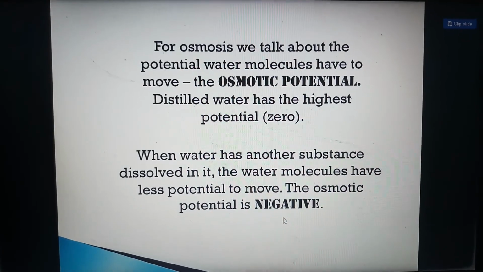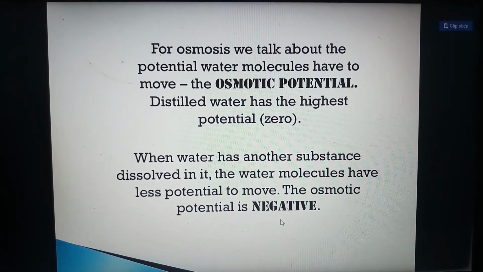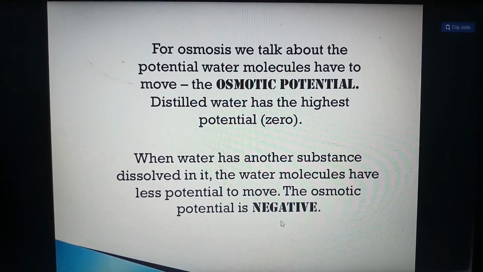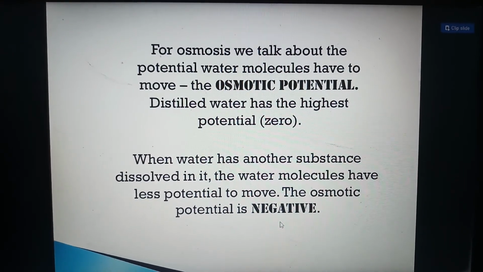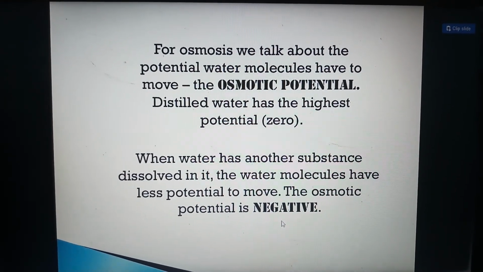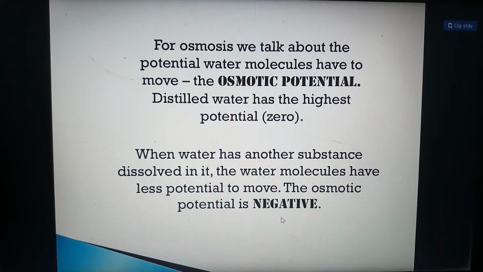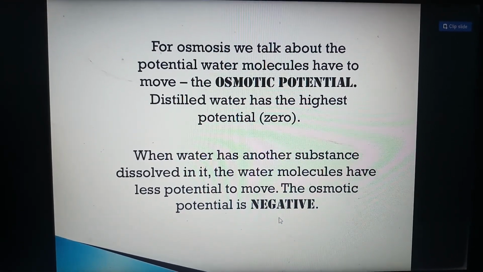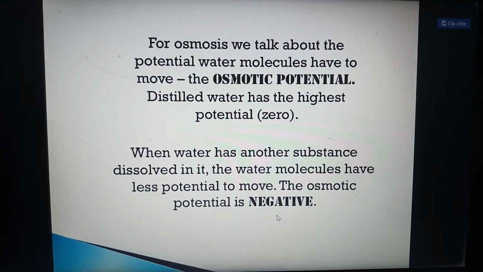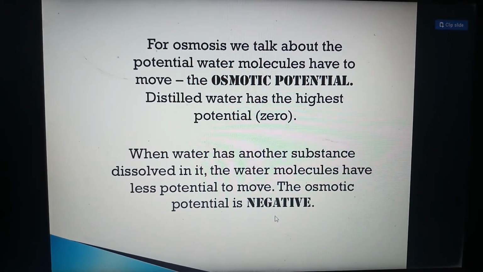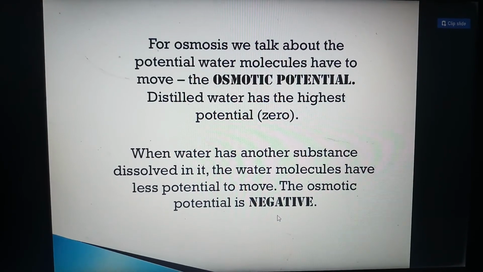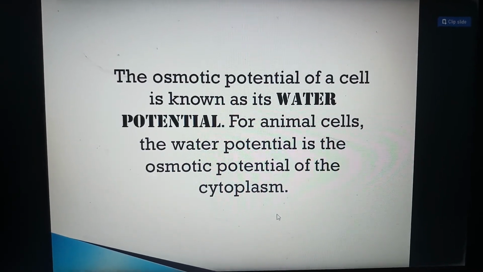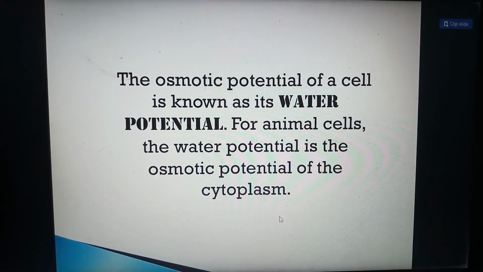For osmosis, we talk about the potential water molecules have to move. So we call it osmotic potential. Distilled water has the highest potential because distilled water lacks any salts. When the water has another substance dissolved in it, the water molecules will have less potential to move. So this osmotic potential we call negative osmotic potential. The osmotic potential of a cell, we know as water potential.